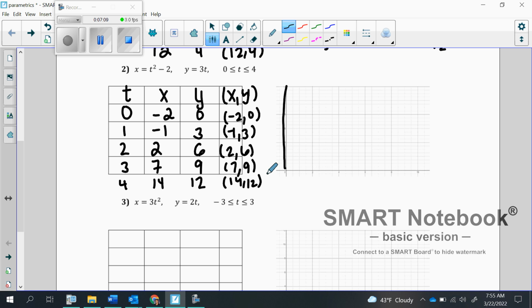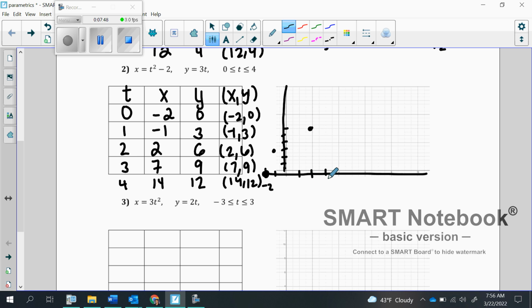And I believe I'm just going to graph it on here. I'll make this -2 out here, so -2, 0. That's where I'm starting. Then -1, 3. So I'll make that 1, 2. I guess I'll do it a little bit more spaced out. So -1, up 3. So there's that. Then 2, 6: 1, 2, 3, 4, 5, 6.